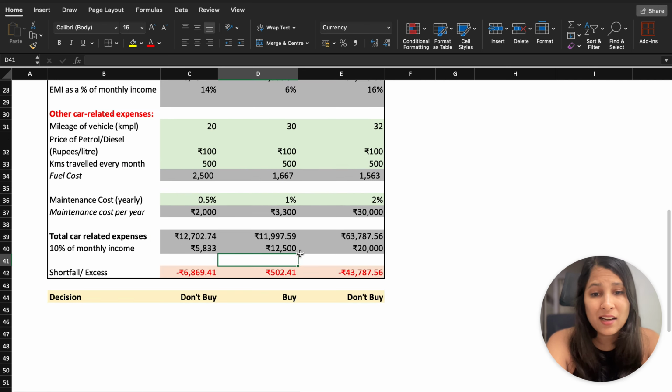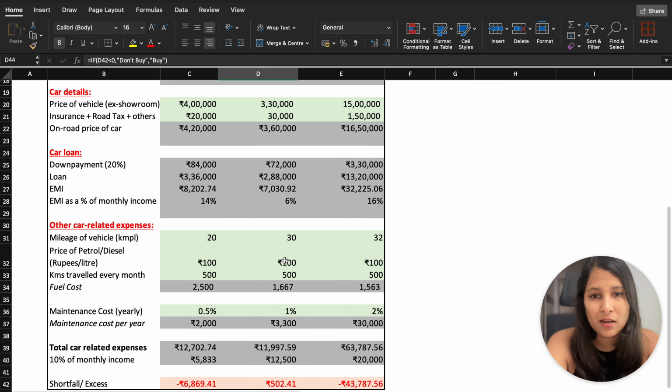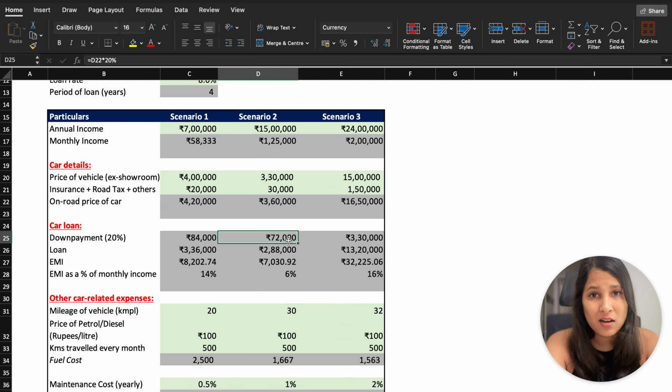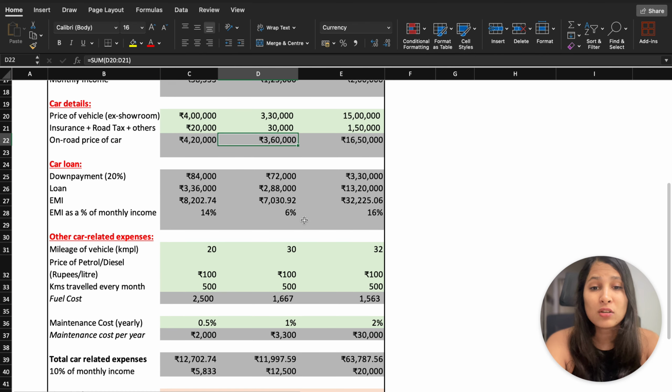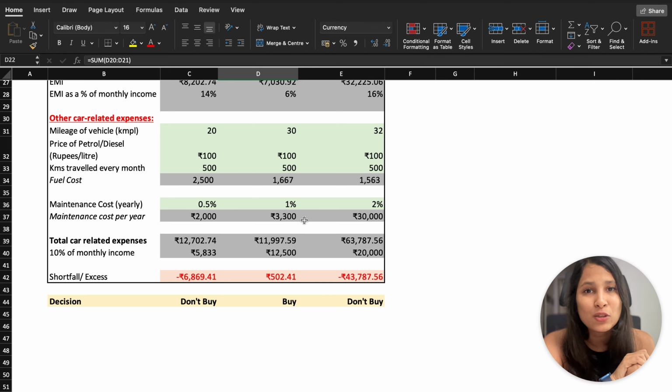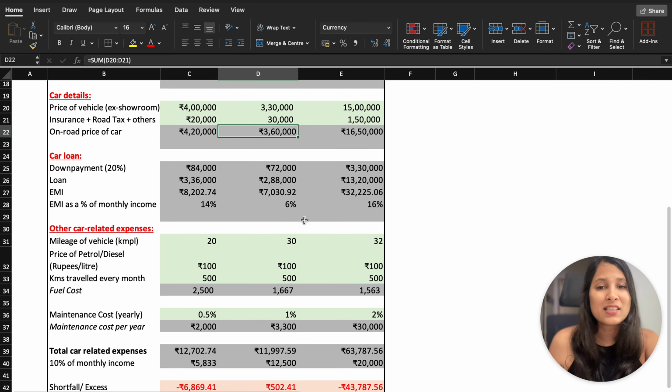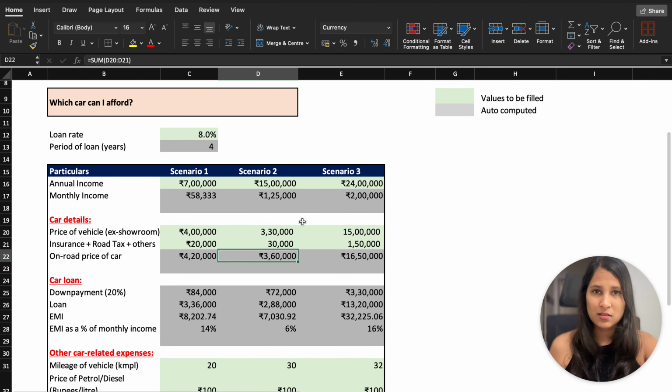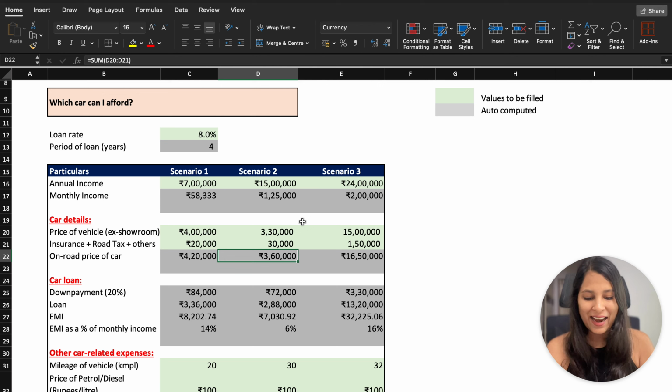So as per the tracker, it says now you can buy a car. You can only buy a car which is of 3 lakh 30,000 rupees or has an on-road price of 3 lakh 60,000 rupees, right? So this is how you can actually use the tracker, play with the numbers and see for yourself whether your dream car is a car that you can afford or not. Okay, great. This tracker is available in the resources section. Please go ahead, input your numbers based on your situation and decide whether you should buy a car or not.